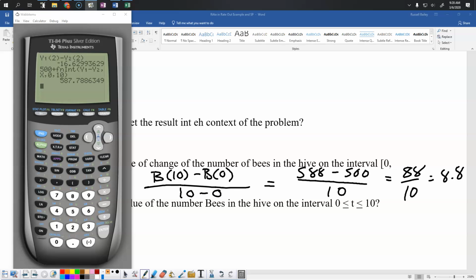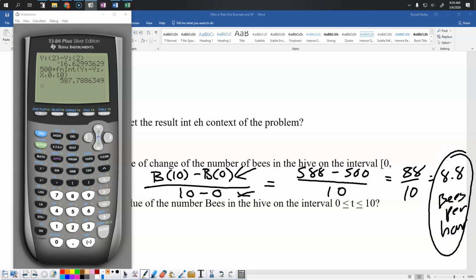Give me some units. What are my units for this? The top, b, represents bees in the hive. What does the bottom represent? Time. So this is bees per minute. Is it hour? Oh, you're right, it is.